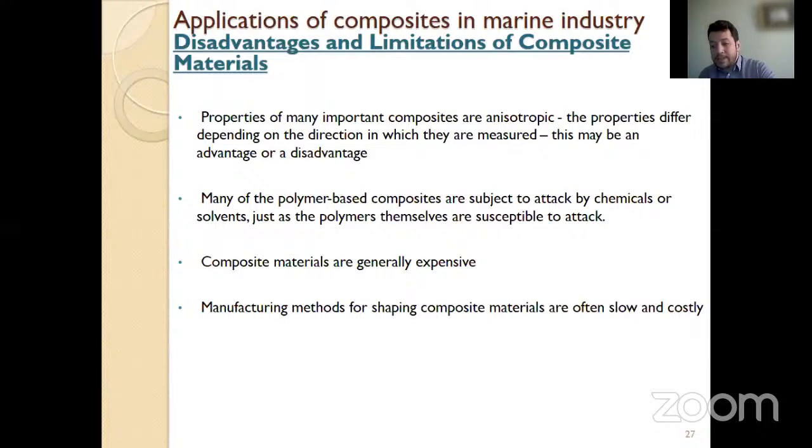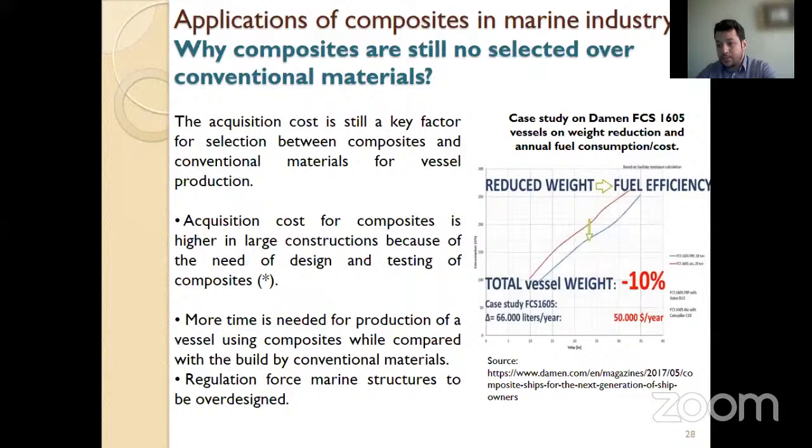Composite materials are generally expensive, and the manufacturing methods for shaping composite materials are often slow and cost too much. So we can ask why composites are still not selected over conventional materials. Composite structures need to be specifically designed for each purpose, built and tested. In most cases, the testing is destructive, and this increases the time and cost of production. So the acquisition cost is still a key factor for the selection between composites and conventional materials for vessel production.